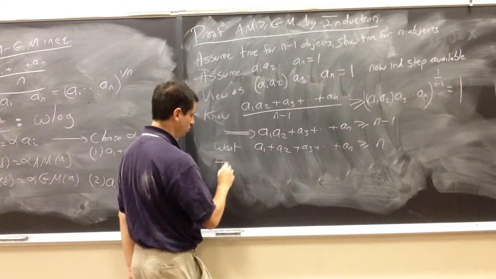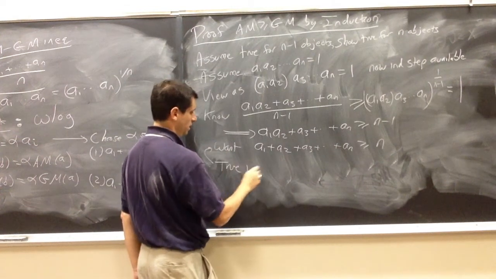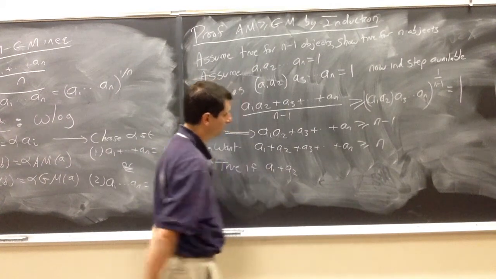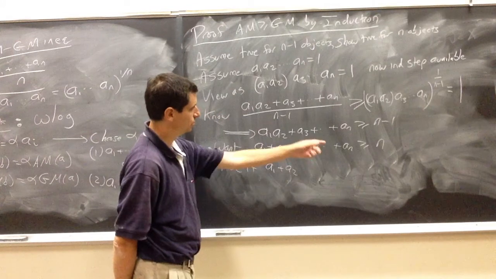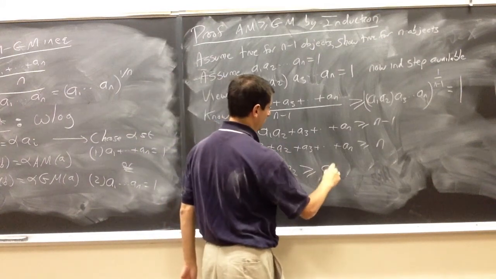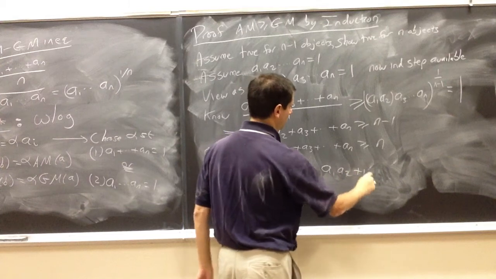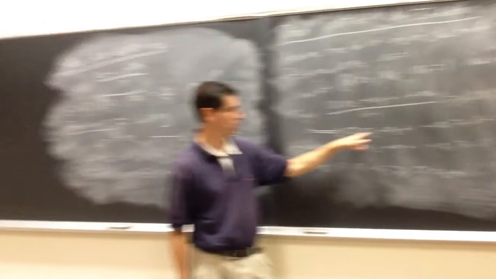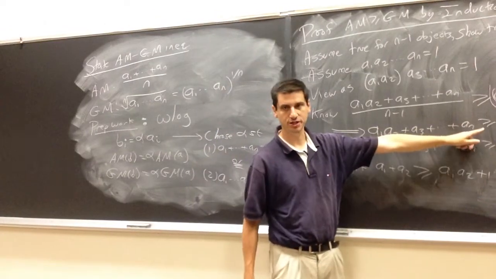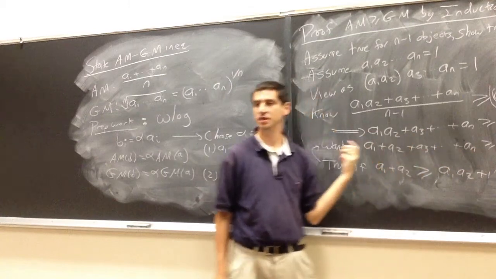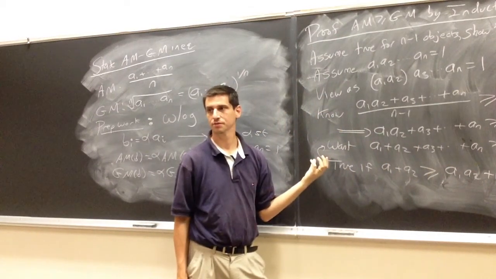So it would be true if a1 plus a2, so let's look at what's going on. If that is greater than or equal to a1 a2 plus 1. Because if I move this negative 1 over here, I have a1 plus a2 plus 1 is greater than or equal to n. If this is greater than a1 a2 plus 1, then my desired inequality holds.